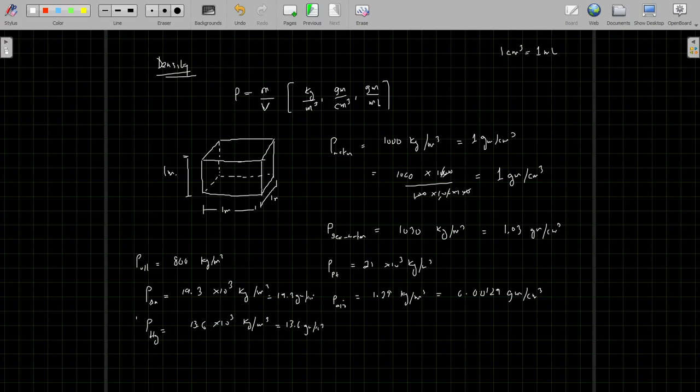Similarly, this is 0.8 gram per centimeter cube, and so on. So we're going to play with different units in this chapter. That's why I'm giving this. Now let us come to Pascal's law.